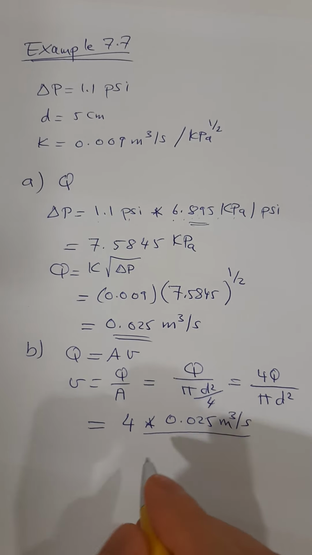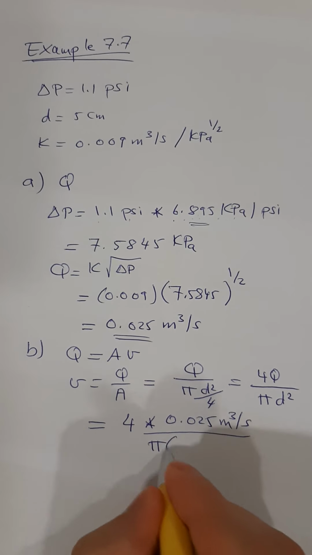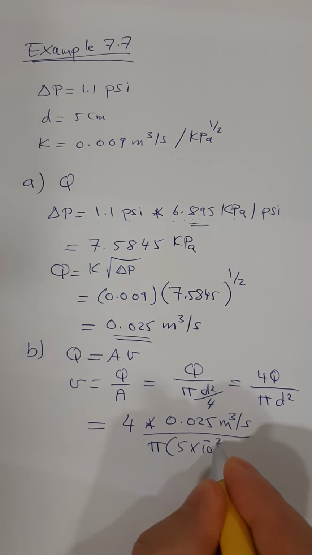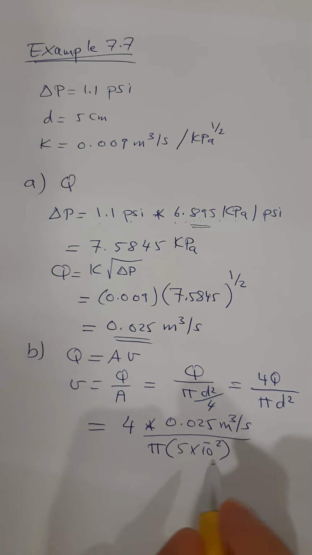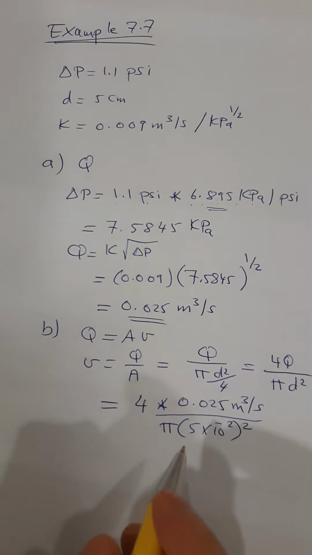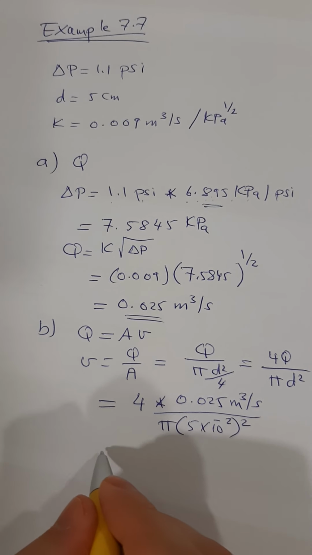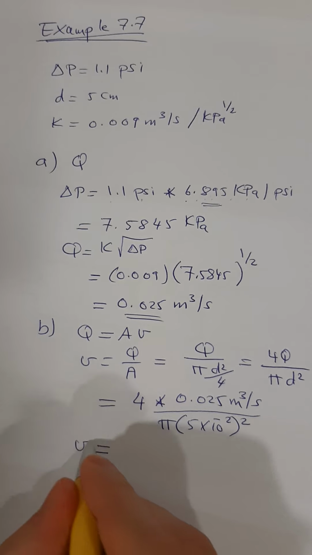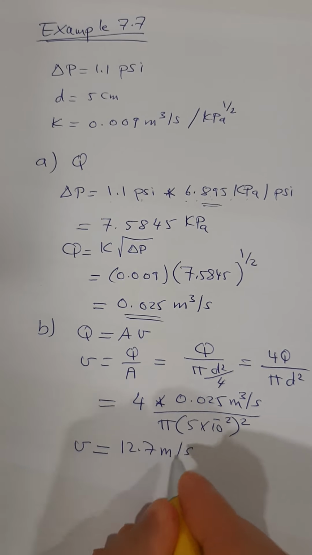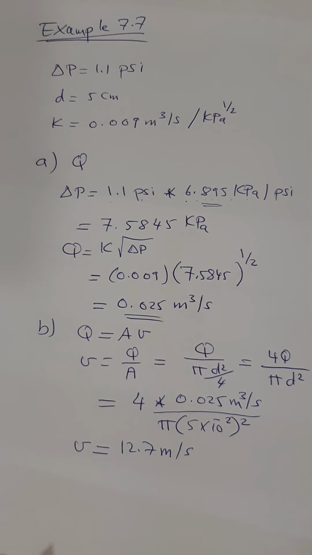We divide it by pi times D squared, which is 5 times 10 to the power minus 2, because the diameter is in centimeters, squared. Then if we calculate this, the velocity is equal to 12.7 meter per second. Okay, this is the second example.